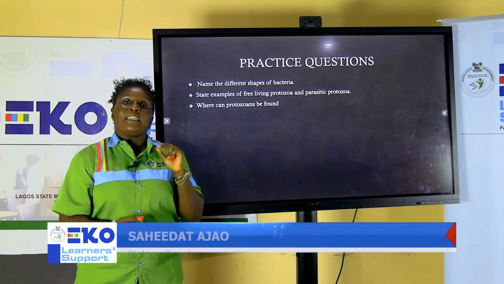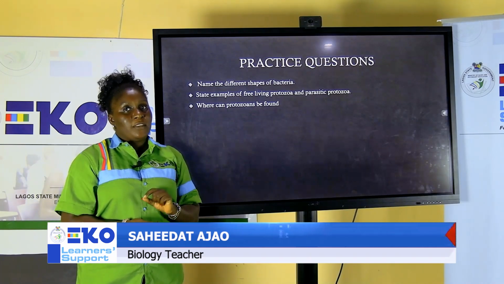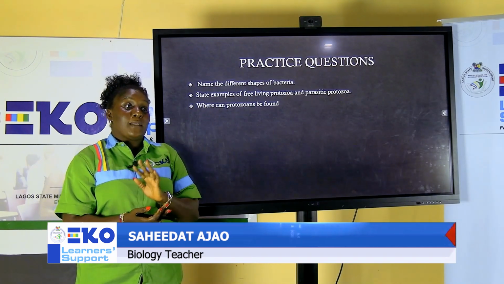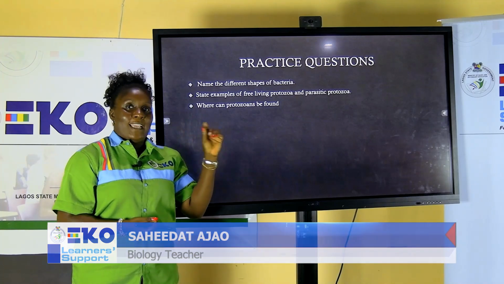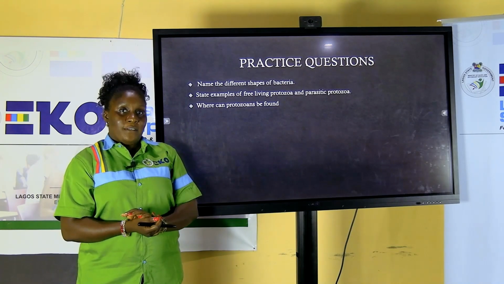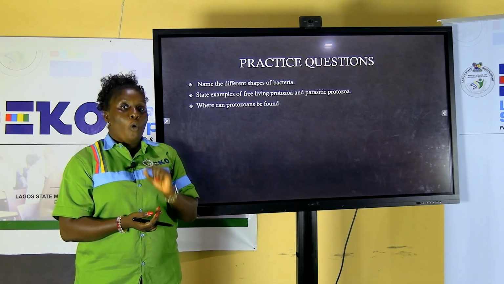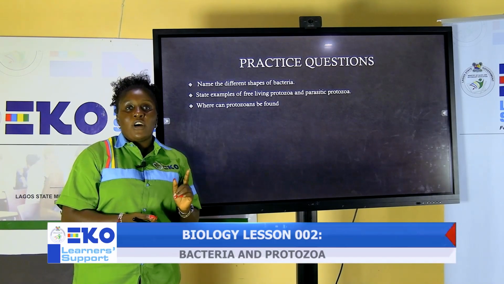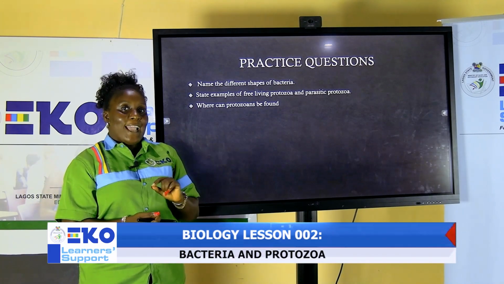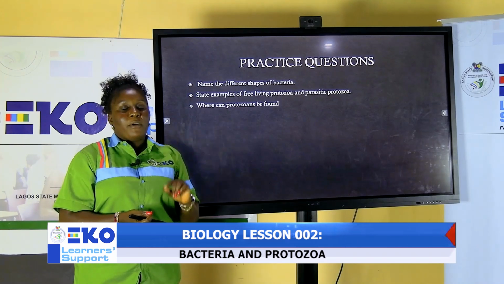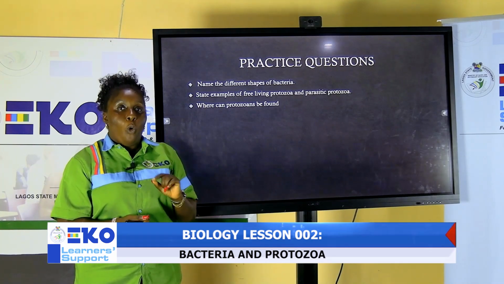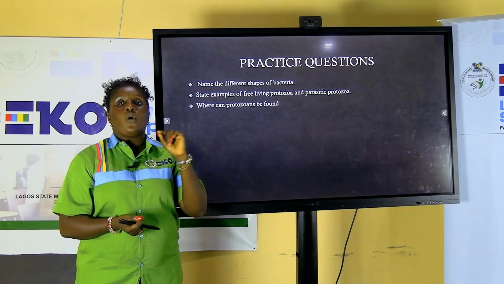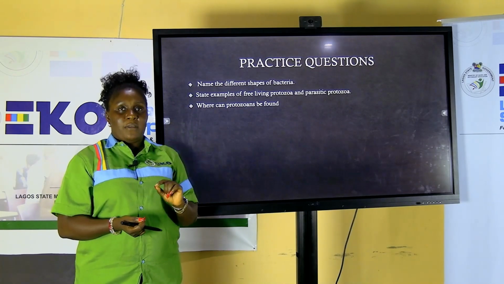When you are asked to name the different shapes of bacteria, please take note that in biology we mark spellings. Cocci is a shape of bacteria which is spelled C-O-C-C-I. If you spell yours as C-O-C-I, it is wrong. The correct spelling is C-O-C-C-I. That is cocci, a shape of bacteria.